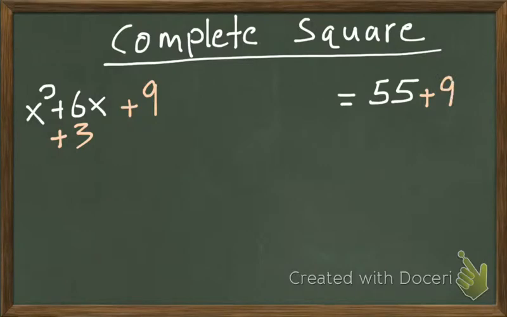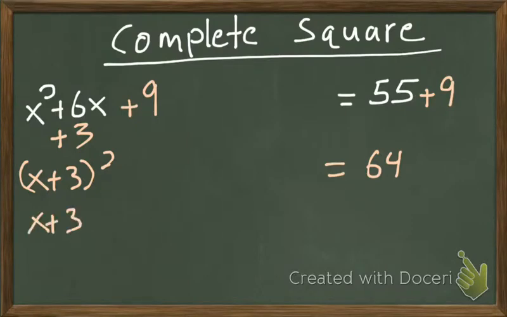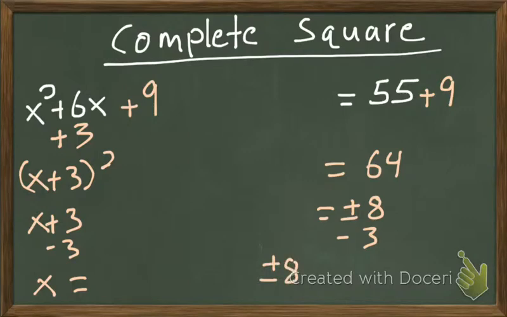right? Then you rewrite it as a perfect square, so you get x plus 3, squared equals this plus this is 64. Take the square root of both sides, so x plus 3 equals plus or minus the square root of that. I can leave it as a nice 8. Subtract 3. So x equals plus or minus 8 minus 3, right?